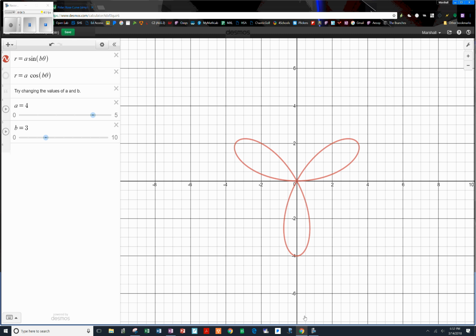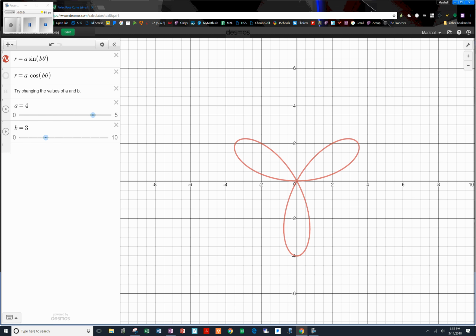So it has 3 petals, and that 3 is related to the number 3 in our equation. But what I want to focus on first is that first letter, the 4. I don't think I'm going to be able to write on this at all here, so you're going to have to identify what the equation is on your own. We have r equals a sine of b theta, where a is 4 and b is 3. So it's r equals 4 sine of 3 theta.